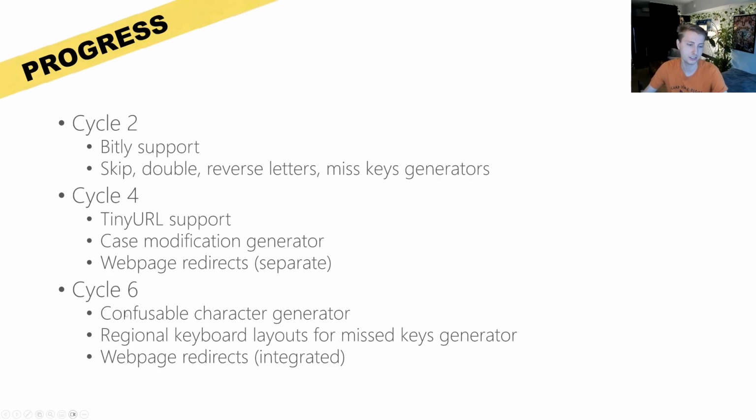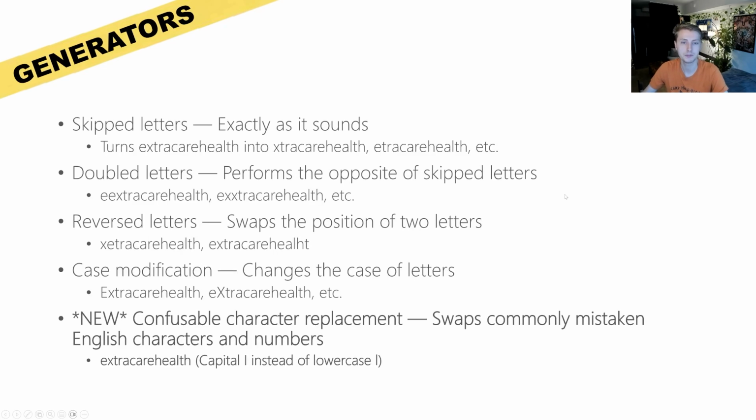And in Cycle 6, I implemented a confusable character generator, again based on feedback from my classmates, and I also added regional keyboard layouts for the missed keys generator. I also finished the web page redirects and integrated it into my program.